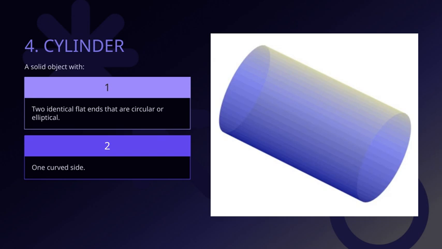Understanding these key features helps us recognize cylinders in both everyday objects and more complex structures. As we continue exploring different solid shapes, keep in mind how these characteristics define a cylinder's unique form and how they relate to the overall theme of geometric solids.